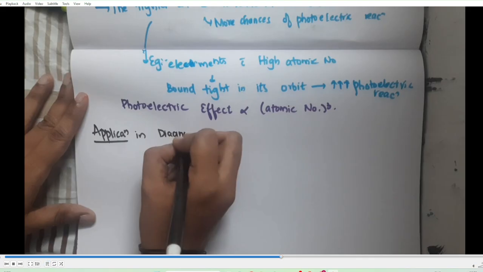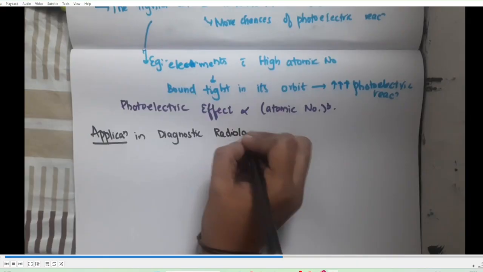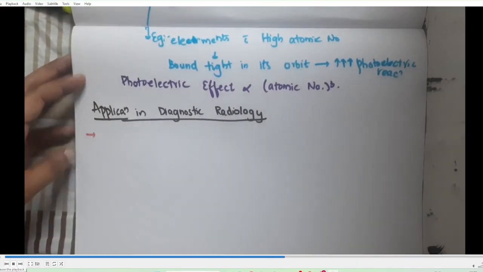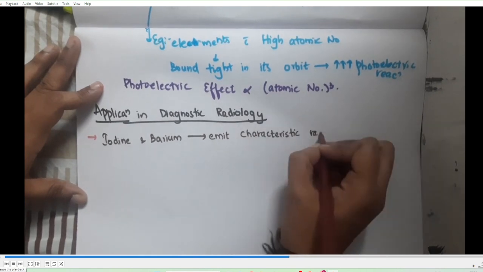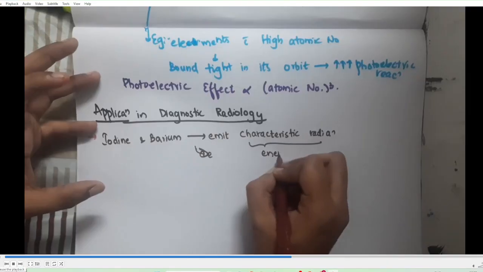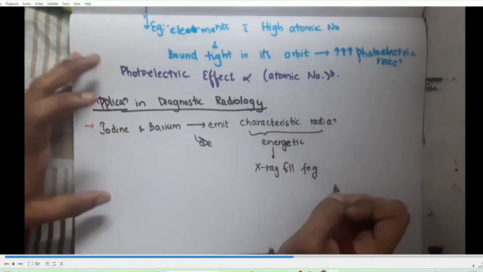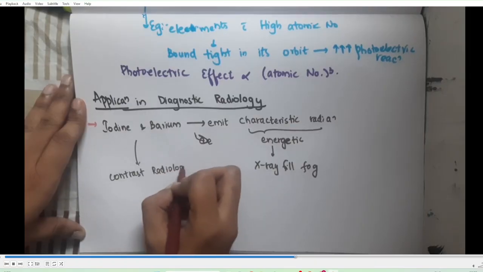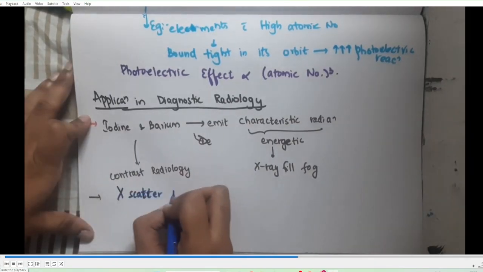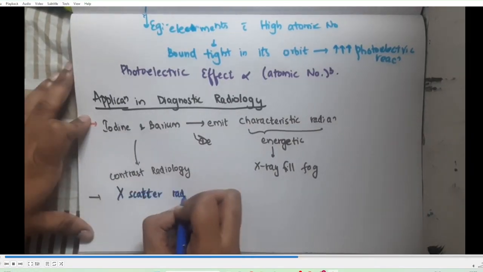Applications of the photoelectric effect in diagnostic radiology. First, iodine and barium are used as contrast agents, and they emit characteristic radiation which is energetic enough to leave the patient and result in fog formation. So, these iodine and barium are used as contrast agents.